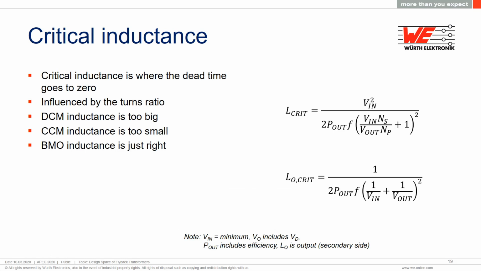The next thing we want to do is plot the critical inductance. This is going to be where the dead time goes to 0. It's the boundary inductance separating discontinuous conduction mode and continuous conduction mode. If we were going for boundary mode, the inductance here would be just right, just like in the Goldilocks story. This is going to be affected by the turns ratio, which we may not have finalized yet, but initially we can use the voltages to help get us there.